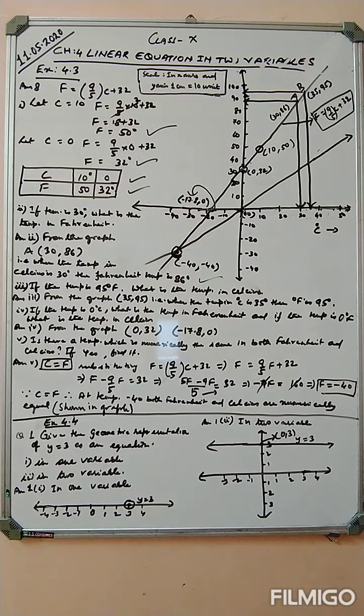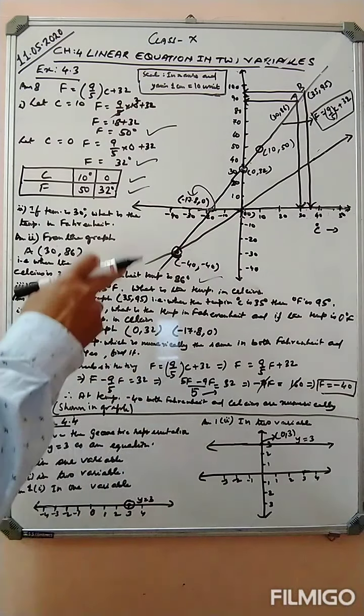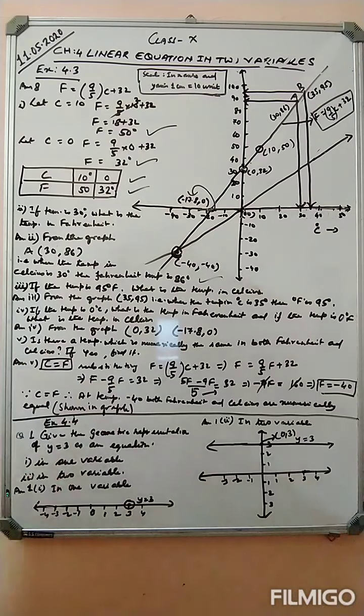So what are we going to do? Let C equal F. Now we'll substitute C equal to F in the equation F = 9/5 C + 32. So F = 9/5 in place of C we'll place F, plus 32. So F minus 9/5 F equals 32. Now 5F minus 9F equals 160, so that is minus 4F equals 160. So F equals minus 40. So minus 40 is the temperature where both Celsius and Fahrenheit are the same.